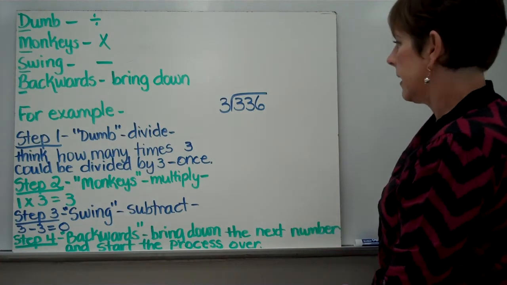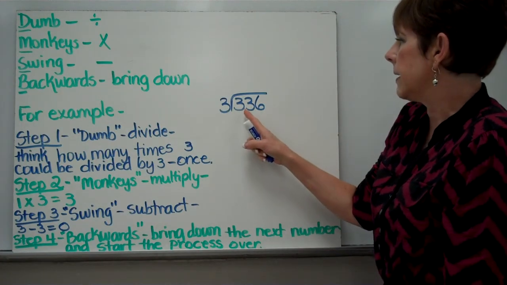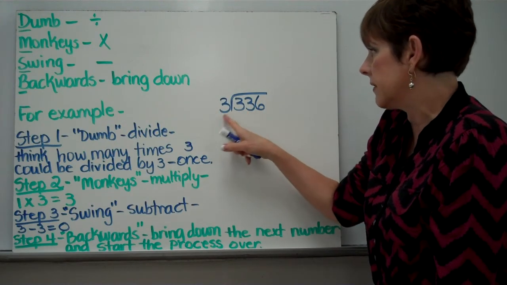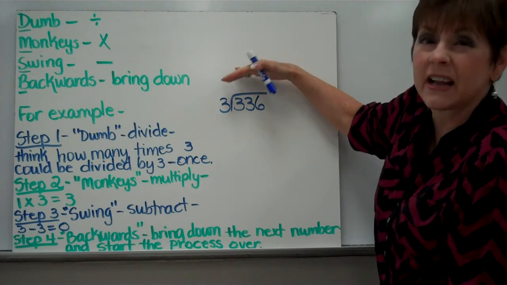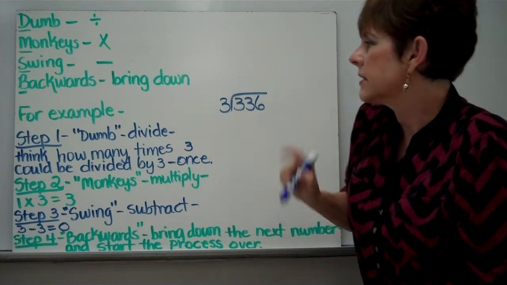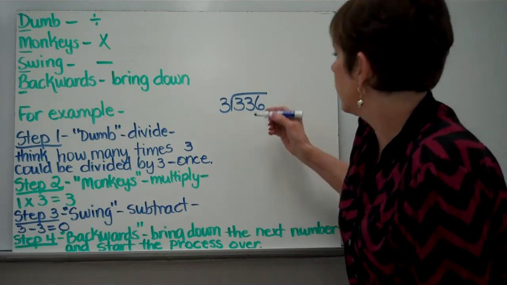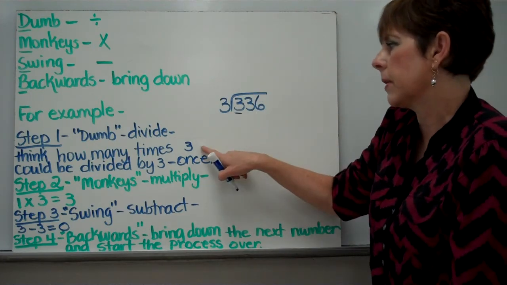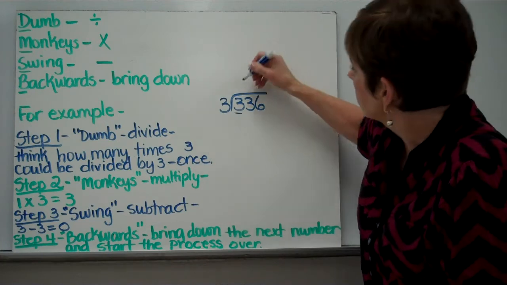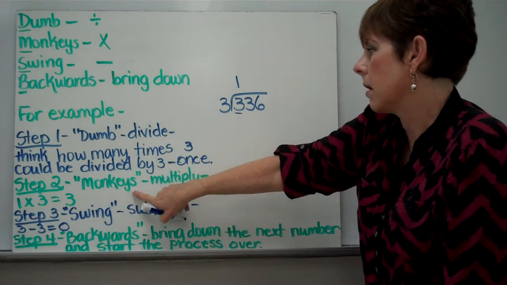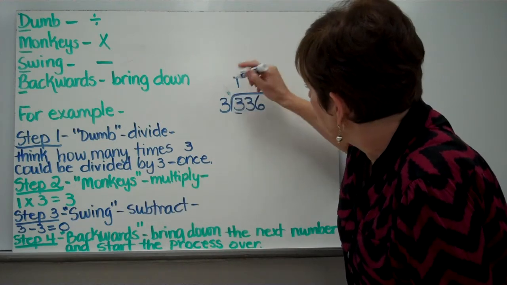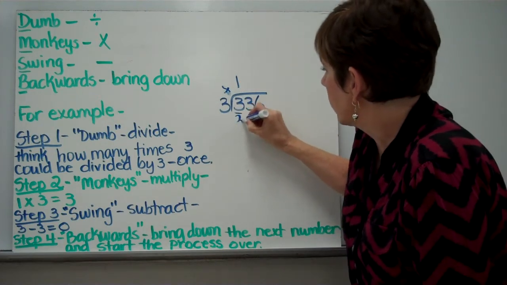Let's look at our first problem here, and we are going to be dividing 336 by 3. This is our dividend, this is our divisor, and then our quotient, our answer, will always go at the top. This is where we work it out, but our answer goes here. Step 1, dumb. First thing we think, how many times can 3 be divided by 3? Well, 3 can be divided by 3 one time. So we put a 1. Now, we multiply, monkeys. 1 times 3 is 3.